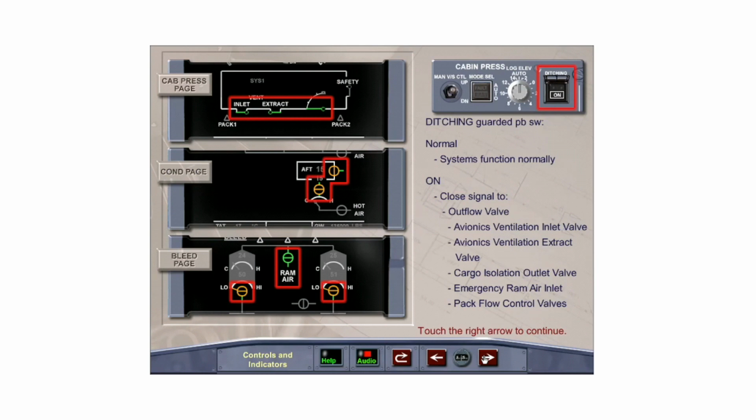The guarded ditching push-button switch in the normal lights out position will allow the pressurization system to operate normally. Selecting the ditching push-button switch to the on position will send a close signal to the outflow valve, the avionics ventilation inlet and extract valves, the cargo isolation valves, the emergency ram air inlet valve, and the pack flow control valves, which are all located below the flotation line. Note, with the ditching push-button switch on, the outflow valve will close only when the pressurization is in the automatic mode.